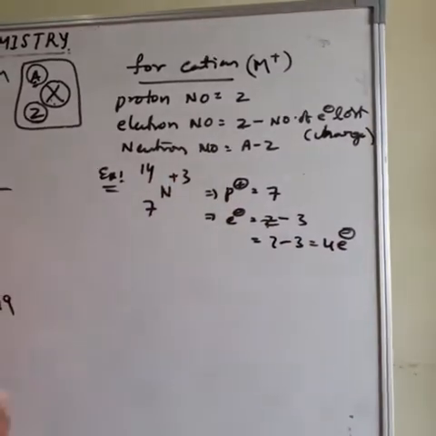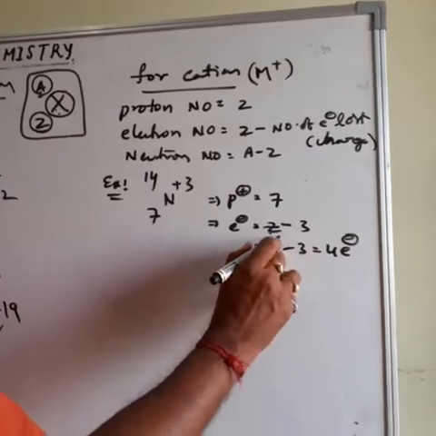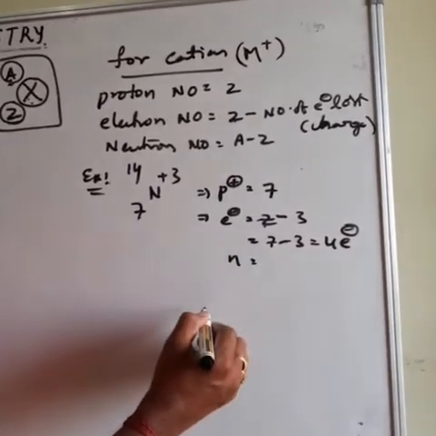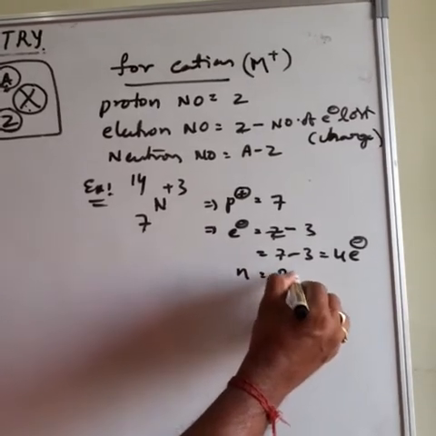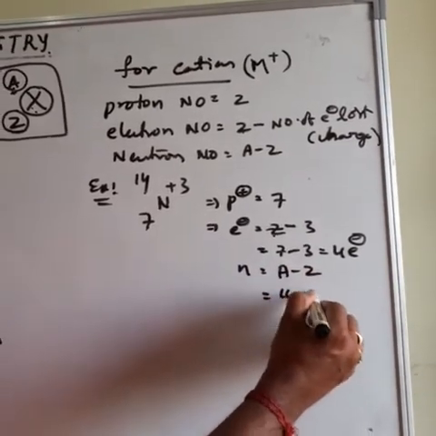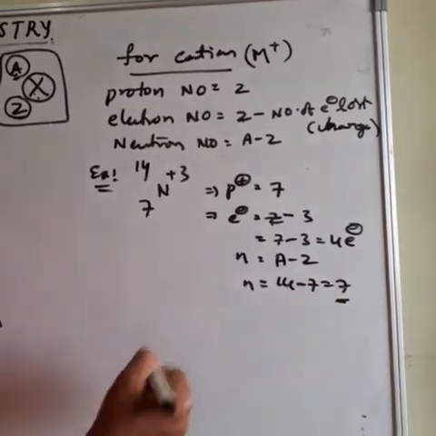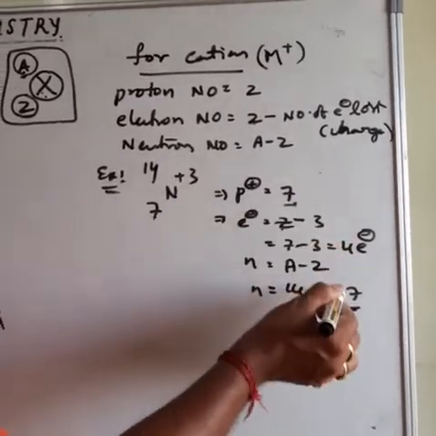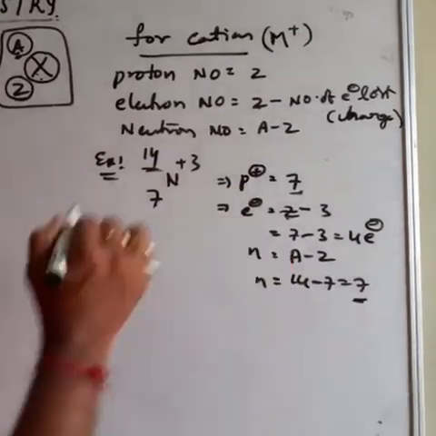N plus 3. Then the next one is the neutron number, which equals A minus Z, 14 minus 7. So the neutron number is 7 and the proton number is 7. That's why 7 plus 7 is 14, the mass number, which is constant. But what about the electron number?